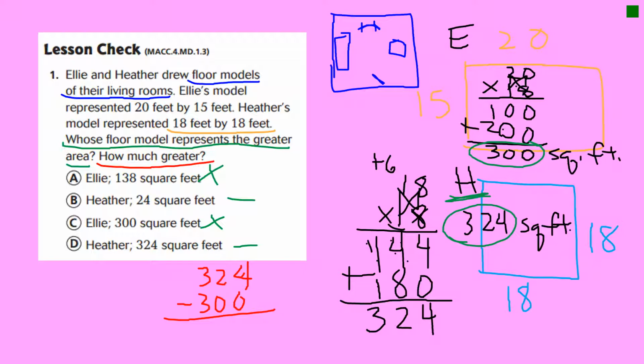That's mental math right there, isn't it, boys and girls? So is the answer B, 24 square feet, or D, 324 square feet? Well, they said how much greater? It's 24 square feet greater. Okay? Nice work, guys. That was kind of like a 3-part question, wasn't it? But you persevered.